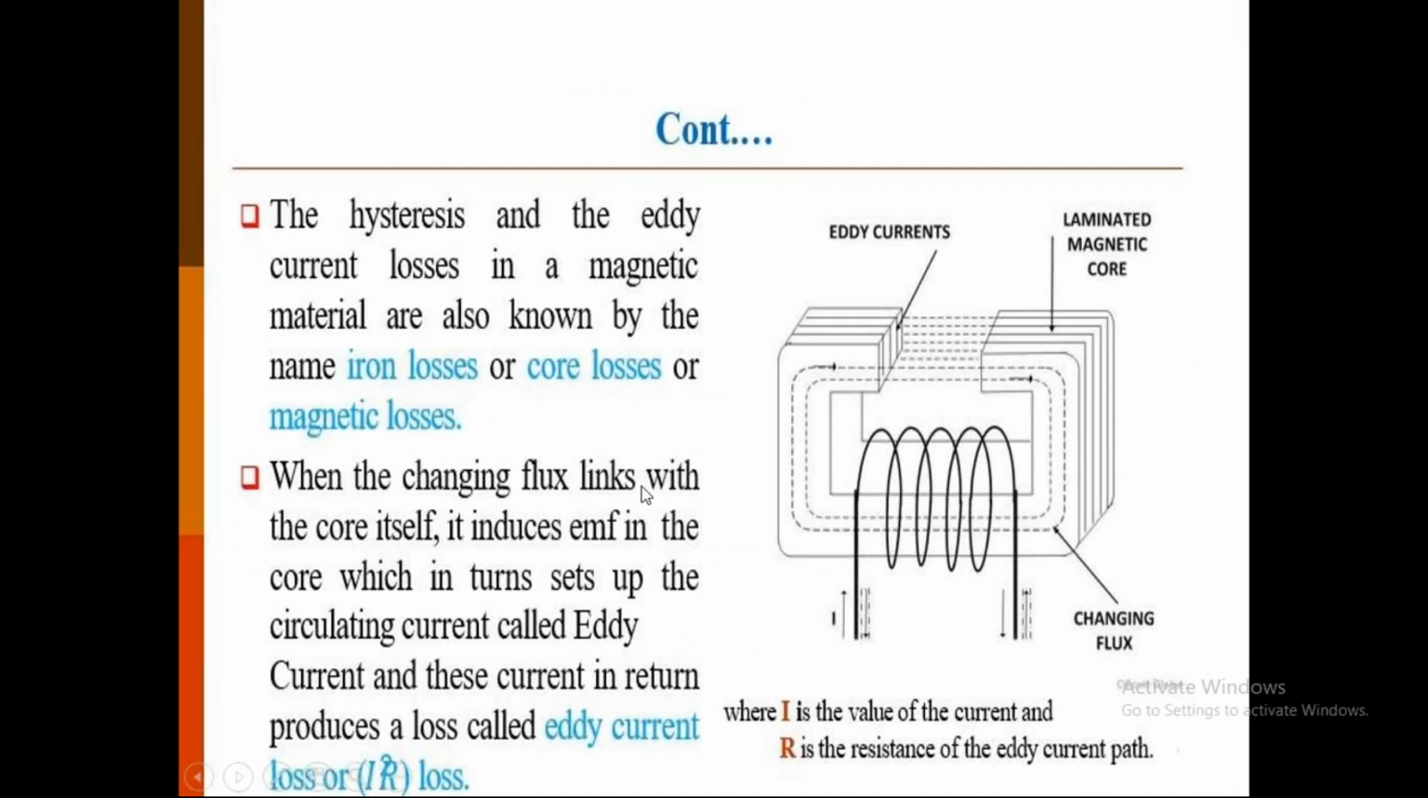So this is the symbol of how the eddy current losses will occur. So this is the coil. We are applying the voltage here. Due to the voltage, current will be flowing. Due to the current, the flux will be flowing like this. And when the flux is carried by this material, current will be flowing here. That current is called as eddy current, and this eddy current is created by the I square R loss.